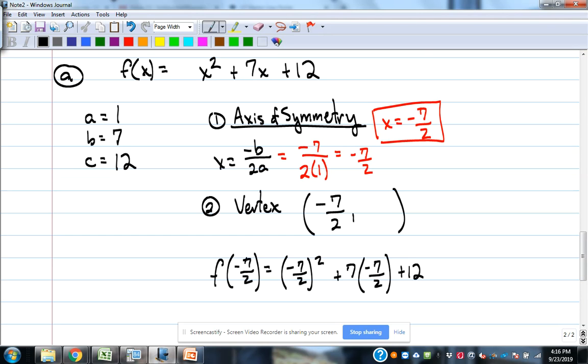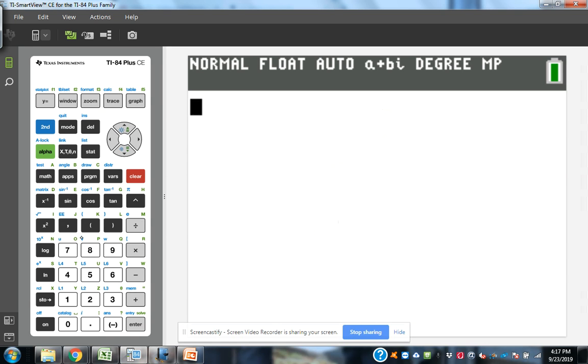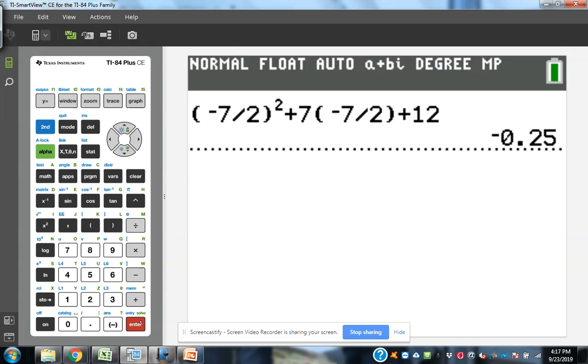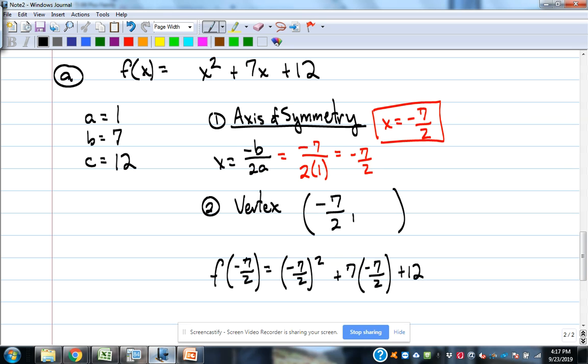So I'm just picking up the x value from the axis of symmetry, that becomes the x value of my vertex, and taking that answer and plugging in for x in the original problem and working that out. So parentheses, -7/2 squared plus 7 parentheses, -7/2 plus 12. And I get a decimal answer, I want to put it as a fraction. So math, enter. So -1/4. And that's our vertex for that.